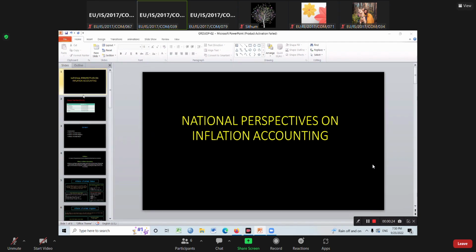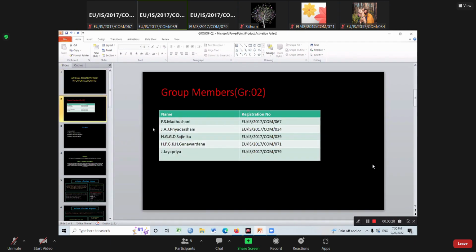These are our group members. Madhushani Com67, Priyadarshini Com34, Sanjanika Com39, Gunawardhana Com71, Jayapriya Com79.